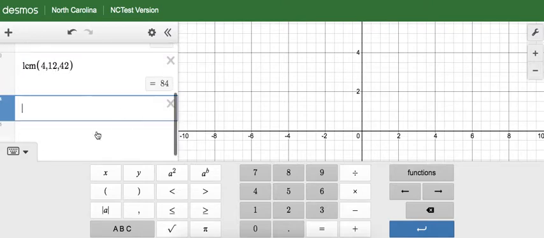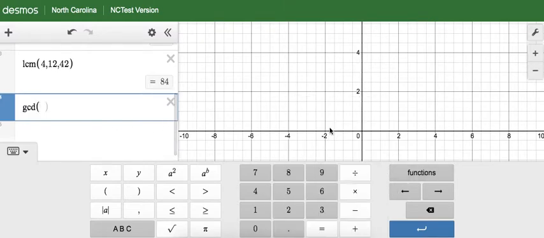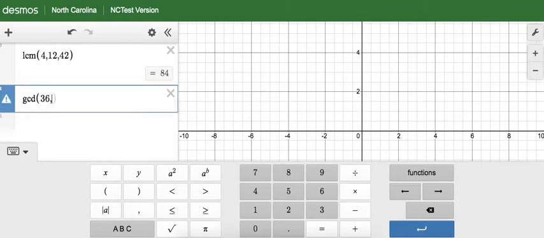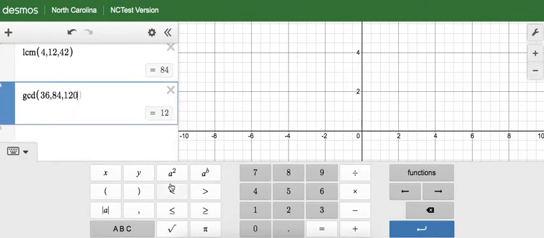If I want to find my greatest common denominator, again, I go into the functions, greatest common denominator, what can go into all. So if I'm clearing fractions, this is helpful. So maybe I'm doing 36, 84, and I don't know, 120. It will tell me immediately what is a number that all of them are divisible by, greatest common denominator. So that's a very helpful feature as well.